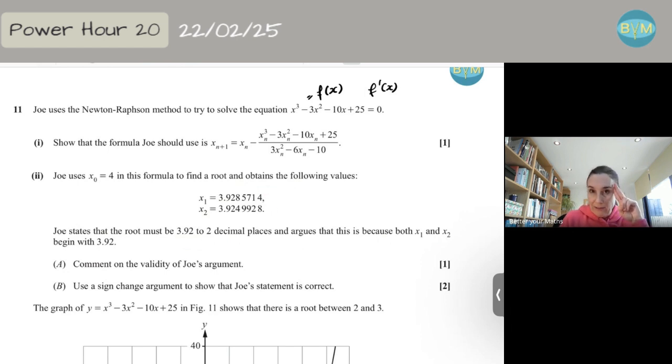Just 2 iterations. If you have done a few iteration questions, you see that sometimes the numbers oscillate, and then one of the decimals maybe goes up because the next number has gone a bit up. So it's rare that they don't change after just 2 iterations. It's quite early to say. What would you answer? It says, comment on the validity of Joe's argument.